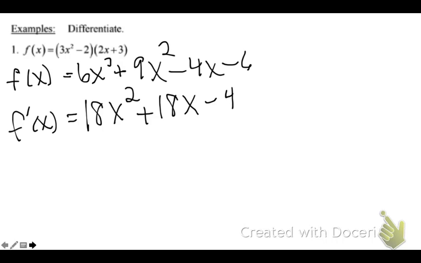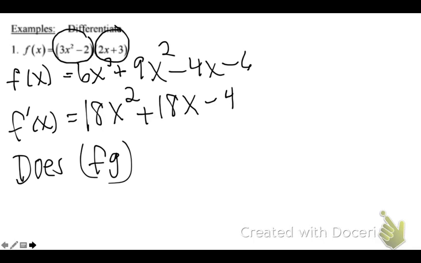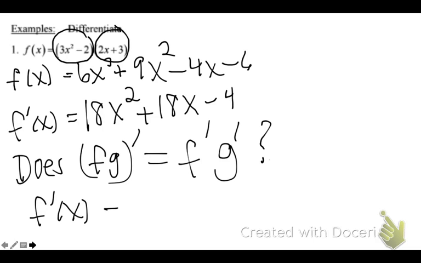Would this be the same answer if I took the derivative of each individual part? So the question is, does the derivative of f times g equal f prime times g prime? So let's check that out. If I take the derivative of each individual part, we're wondering if we'll get that same 18x squared plus 18x minus 4.